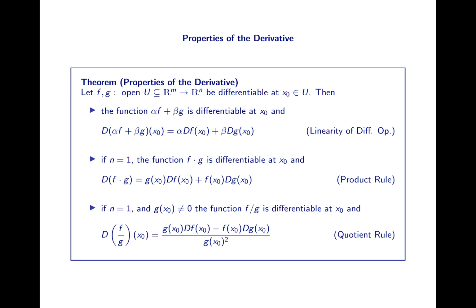Again, if n is 1, right, the dimension of the codomain, and g of x0 is non-zero, then if f and g are differentiable, so is the quotient f divided by g, also differentiable at x0. And the derivative is given by the quotient rule, which is the quotient rule that we're familiar with. Low d high minus high d low over low low. I still remember that.